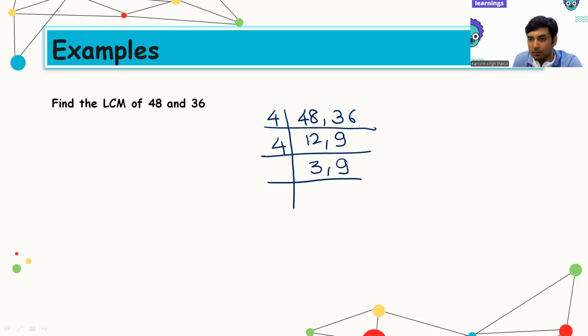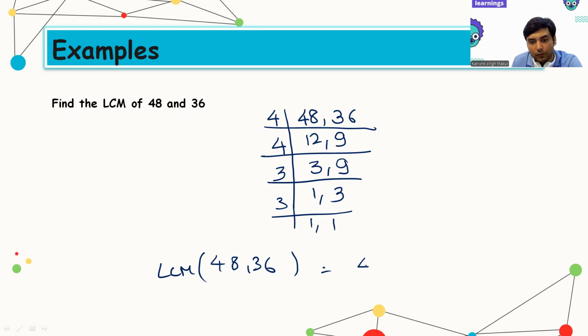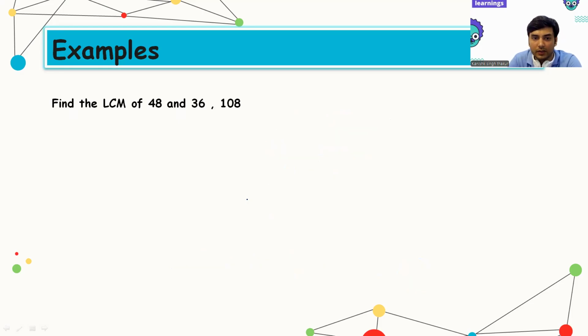Now nothing can be divided by 4. So I'll take 3, 3 1 times, 3 3 times. And again I'll take 3, 1 times, 1 time. So I'll get the LCM of 48 and 36 as 4 times 4 times 3 times 3, 16 times 9, which is 144. This is what I got. So LCM of 48 and 36 is 144. This is how you can find the LCM, right?